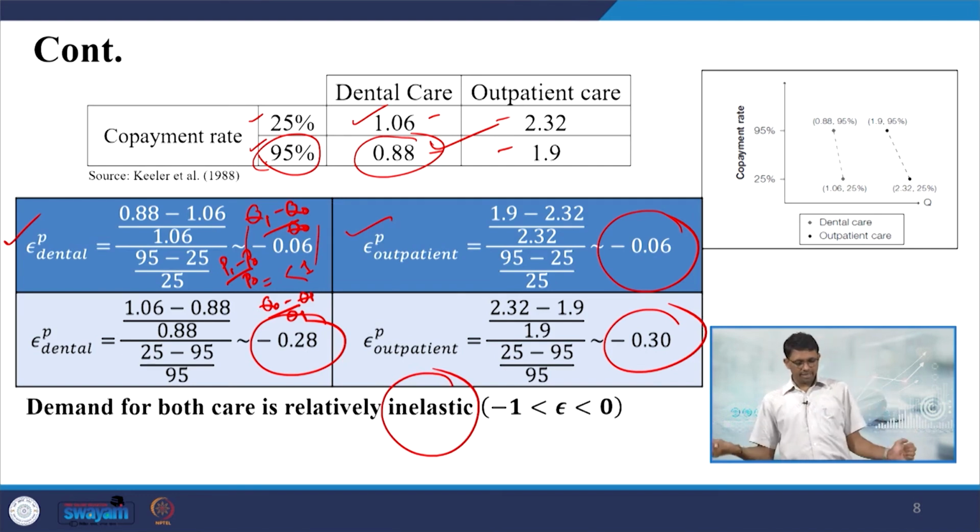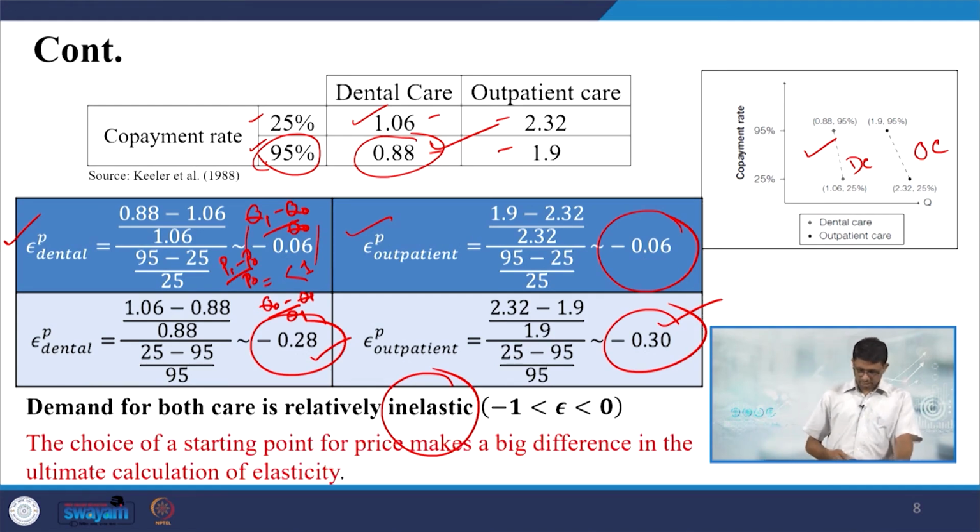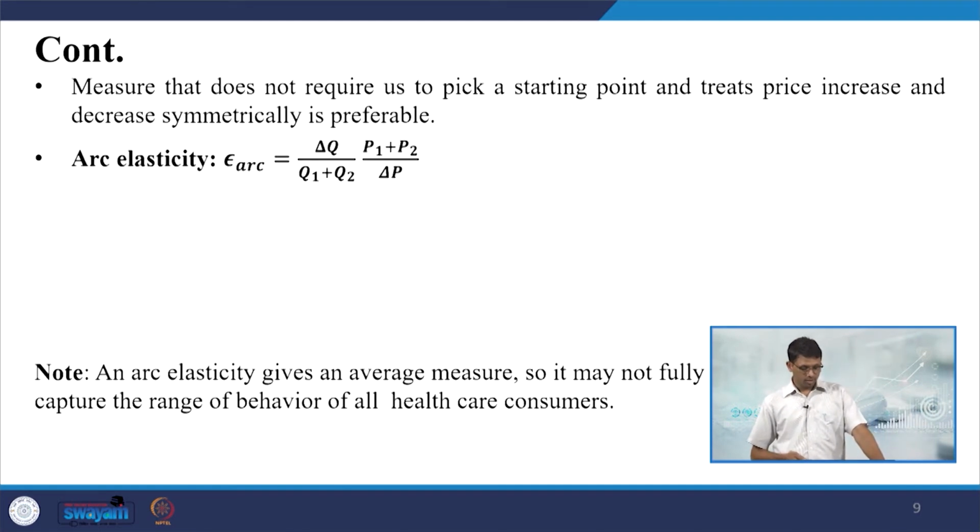However, while comparing dental care and outpatient care, we have also presented that the relative elastic demands are different. Here you can check the graph we have already mentioned. This one is dental care, this one is outpatient care, this is DC. Dental care is actually relatively more inelastic as compared to outpatient care. Even our findings derived this. Let us understand that the choice of starting point also makes a big difference in terms of elasticity of demand.